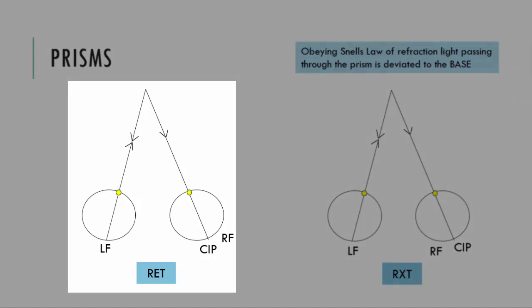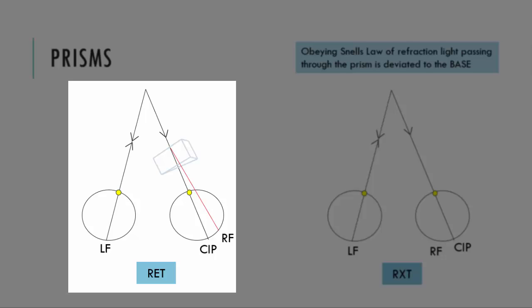In the first image here we have a patient with a right esotropia, and you'll recall that in an esotropia the contralateral image point falls on nasal retina, and we can see here is the right fovea and here is the contralateral image point, and the contralateral image point is falling nasal to the fovea. Now, if we put a base out prism in front of this eye, what will happen is that the ray of light will deviate towards the base. And this is exactly what we want. We want the ray of light to deviate towards the fovea.